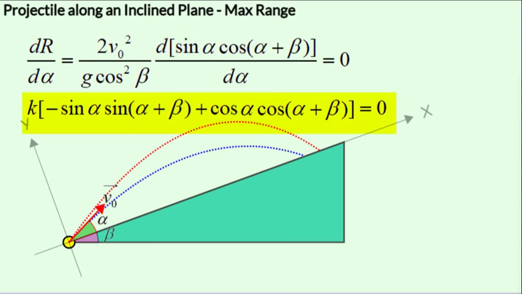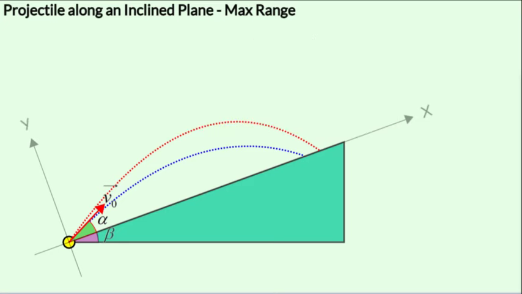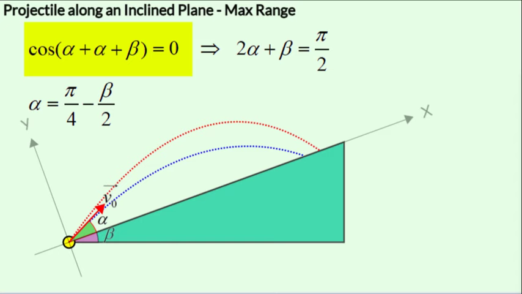On differentiating, we get this form, which is cos A cos B minus sin A sin B, which is cos of A plus B. Here A is alpha and B is alpha plus beta. So we get cos of 2 alpha plus beta is 0. So that must mean that 2 alpha plus beta is pi over 2. And from here, alpha is pi over 4 minus beta over 2.